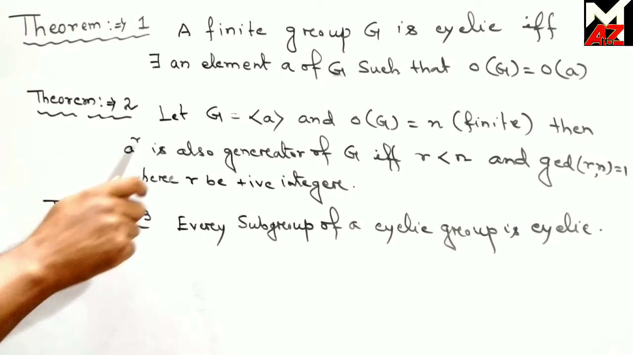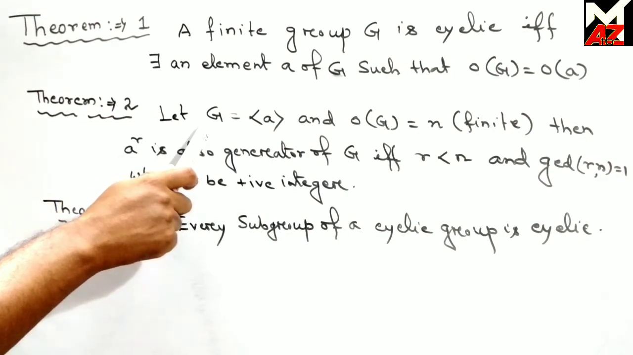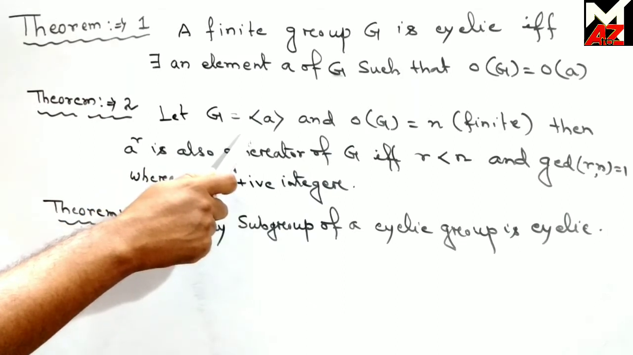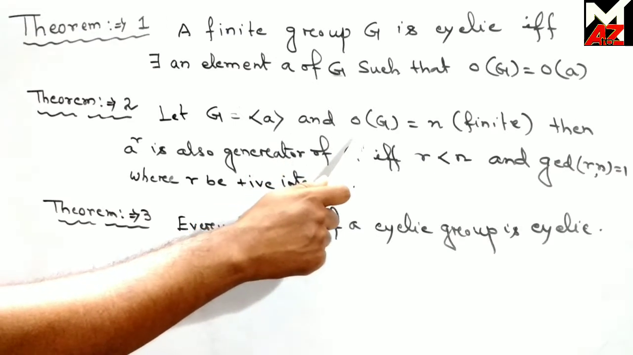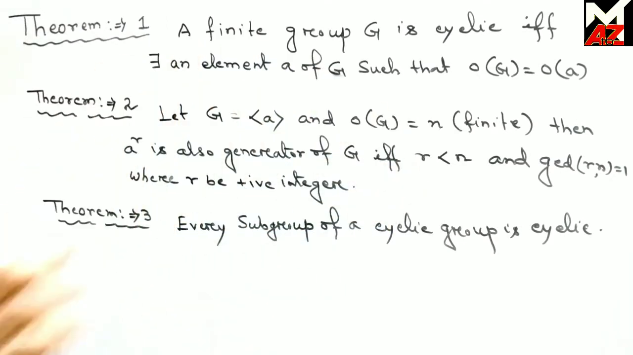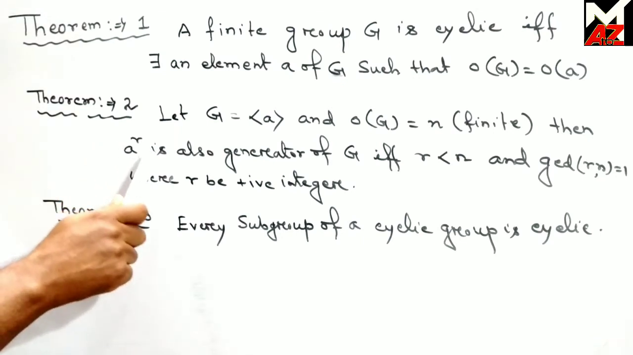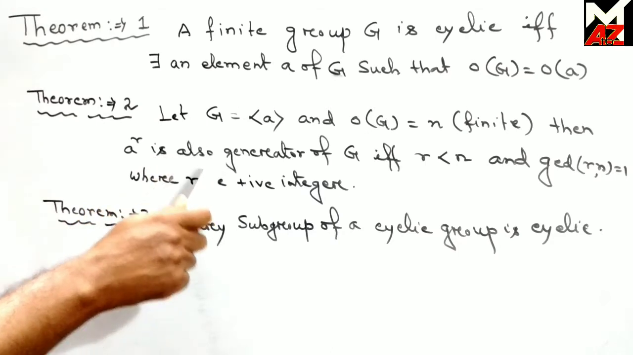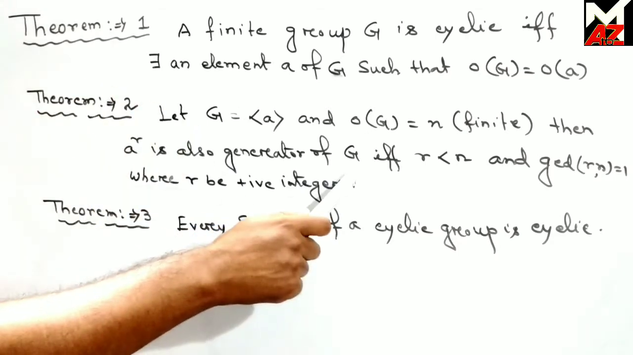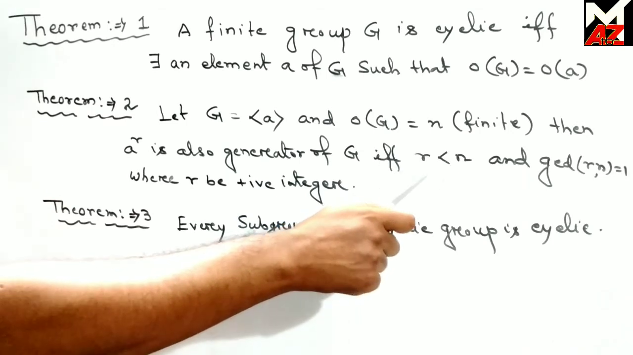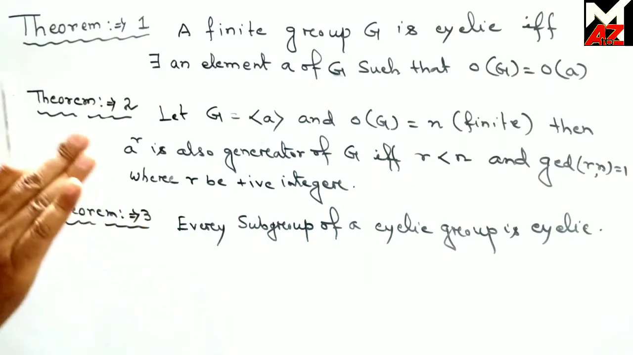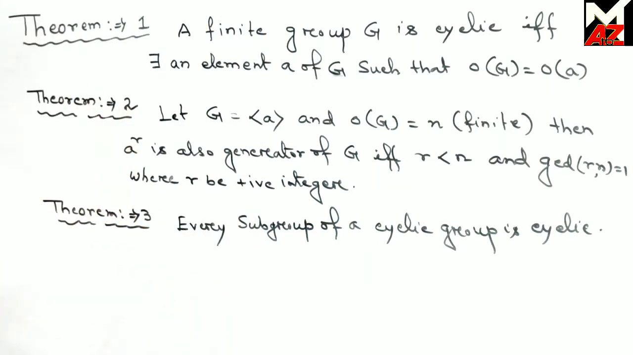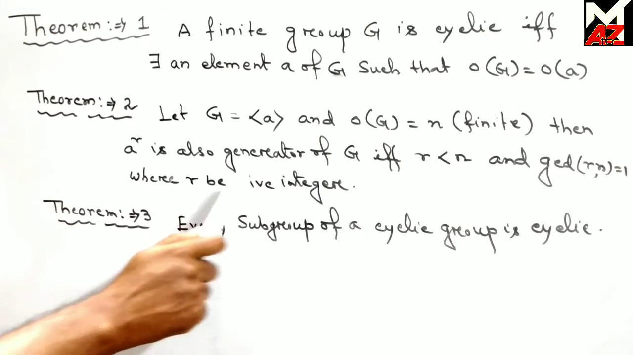Second theorem is, if G is a group generated by an element A, here A is the generator of G, and order of G is equal to n, where n is a finite number, then A to the power R is also a generator of G if and only if R is less than n and GCD of R and n is equal to 1. That is, R is prime to n, where R must be a positive integer.